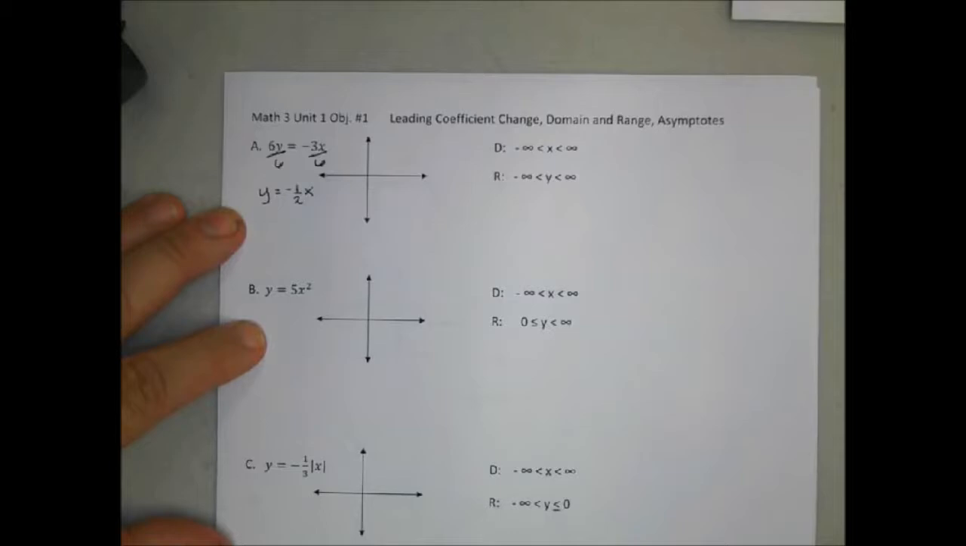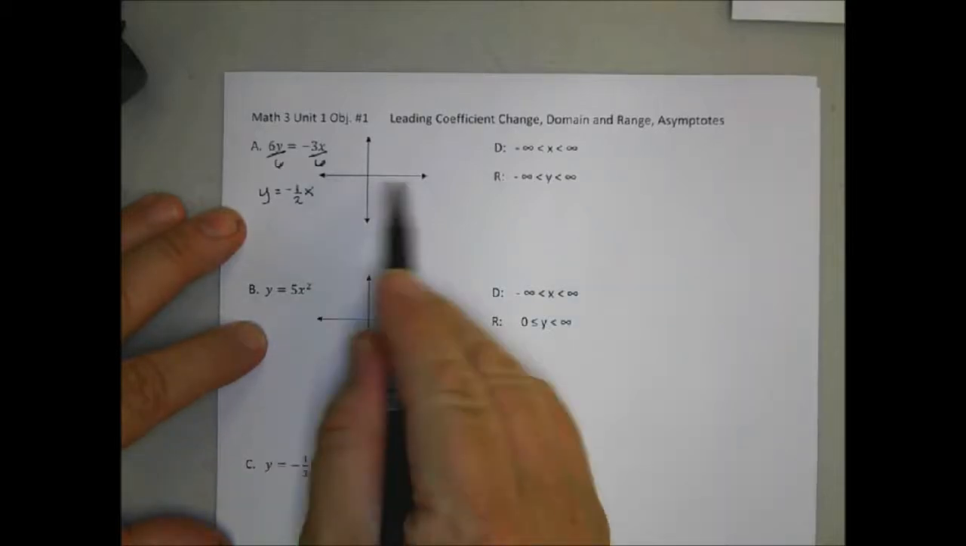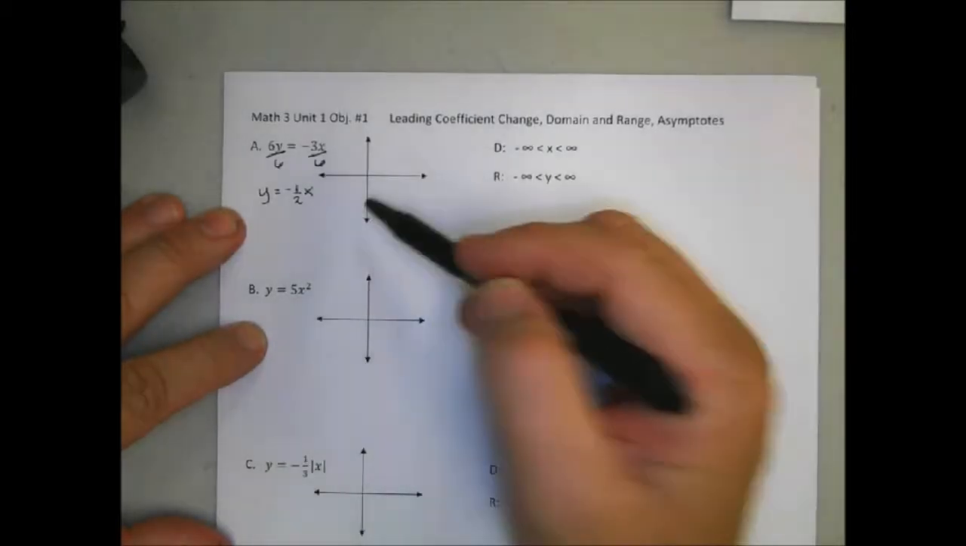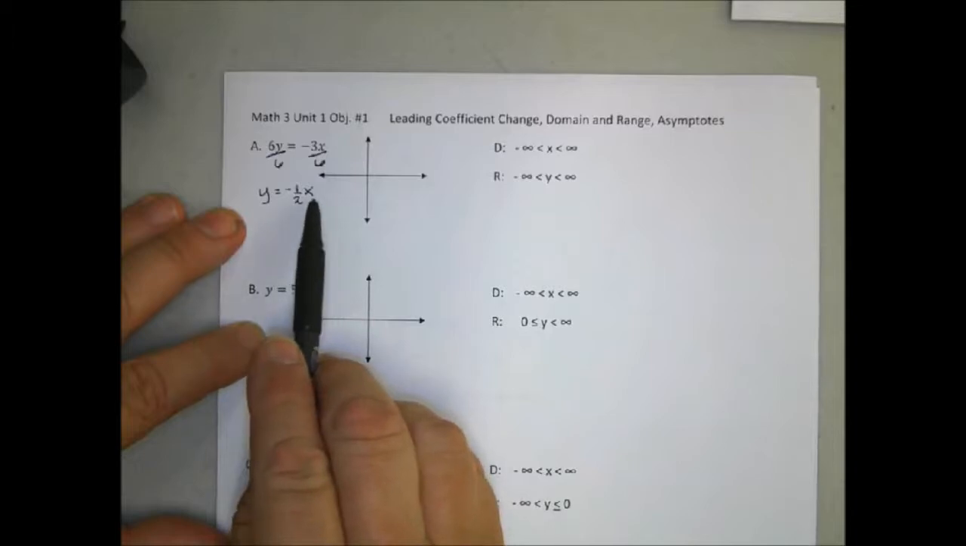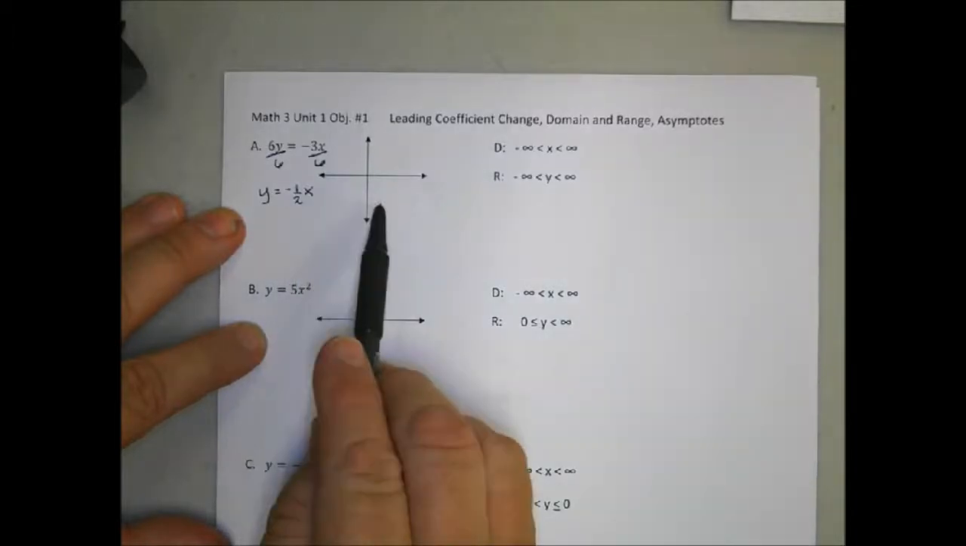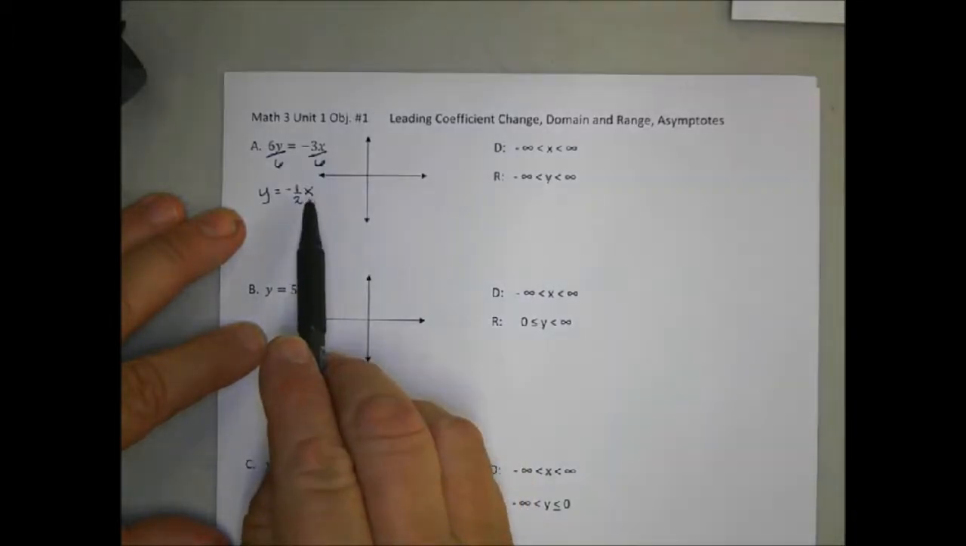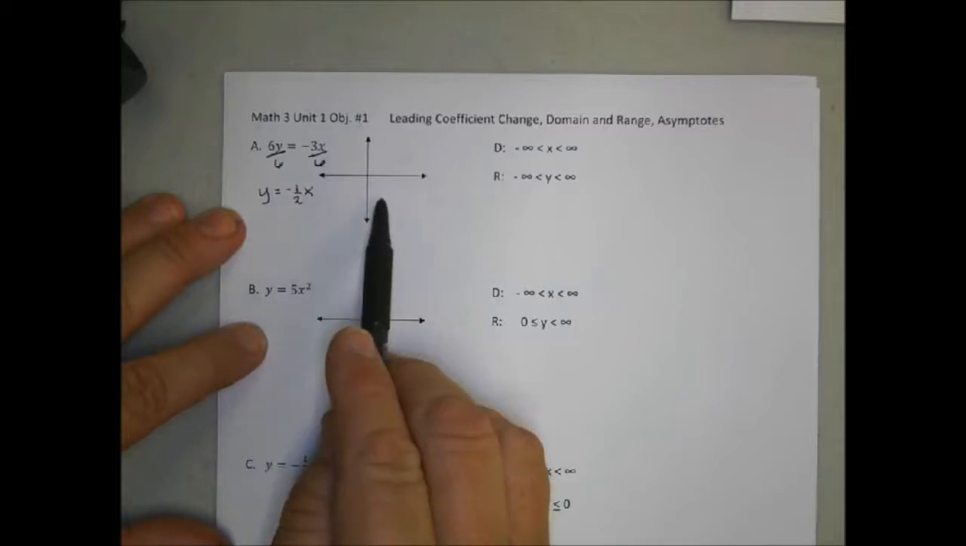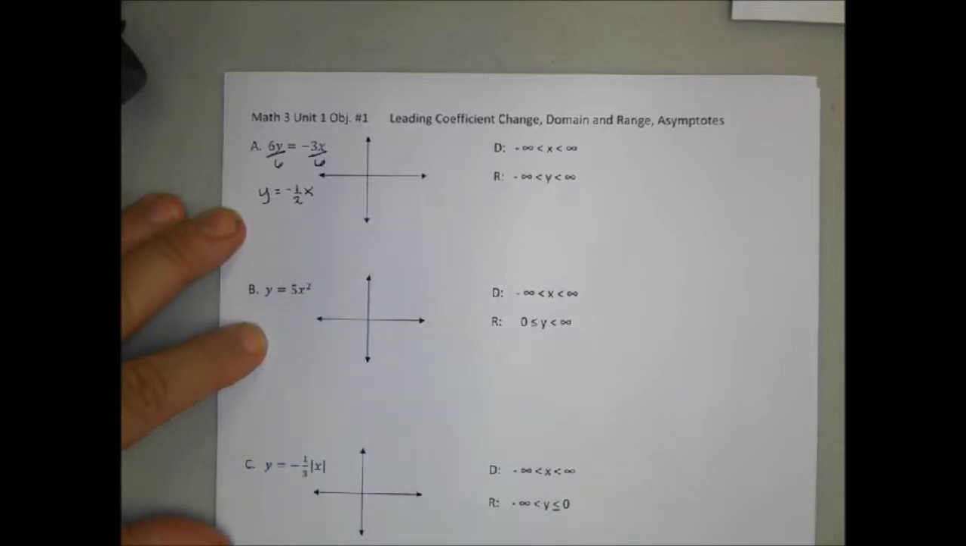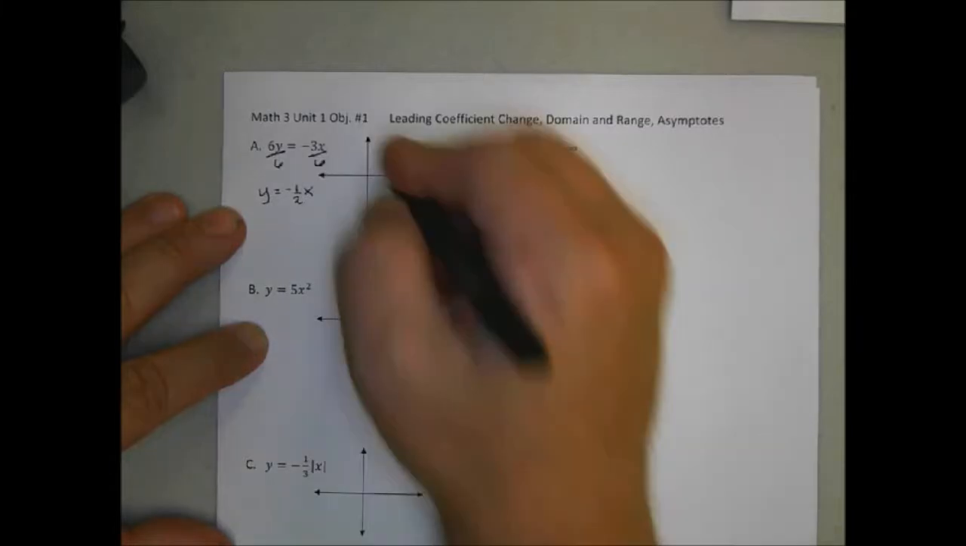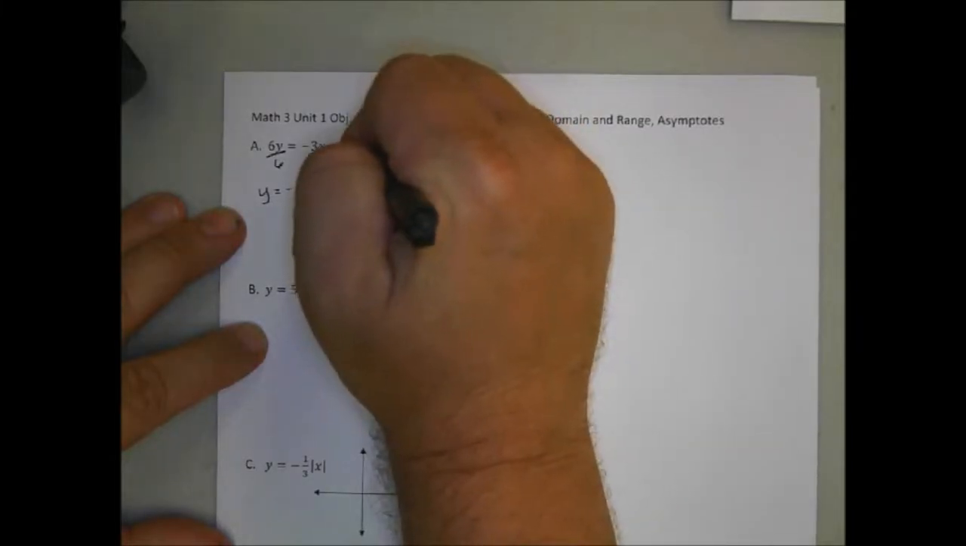Now the way these graphs move left and right and up and down is by adding things to the equation after the x. Since nothing was added after the x, I know this graph still goes through the key point 0, 0.